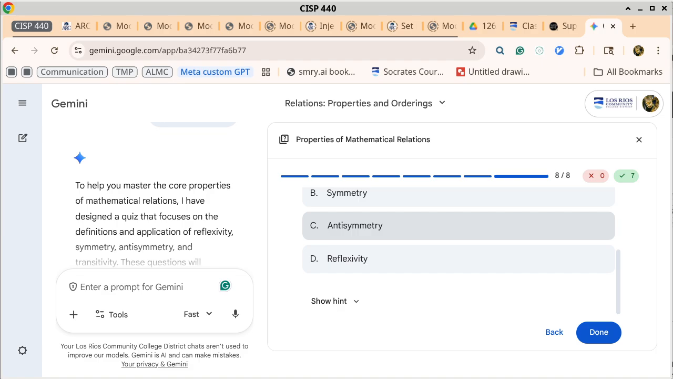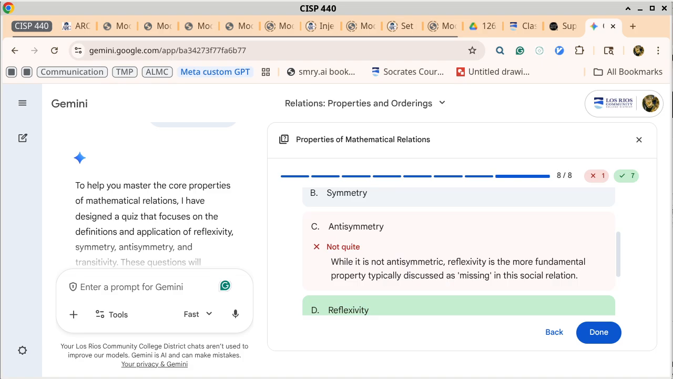But reflexivity is also not going to work out, because one is not a sibling of oneself. So we have both C and D as contenders, but I'm going to try C. Oh, okay, I see. This is tricky because it does acknowledge that sibling is not anti-symmetric. Reflexivity is the more fundamental property typically discussed as missing in this social relation.